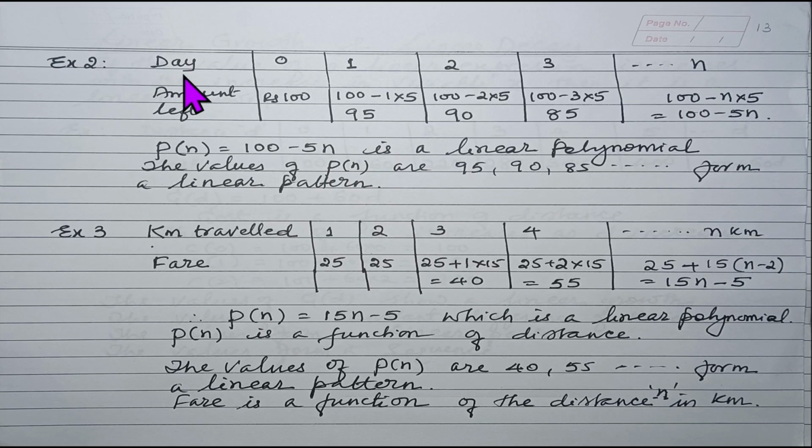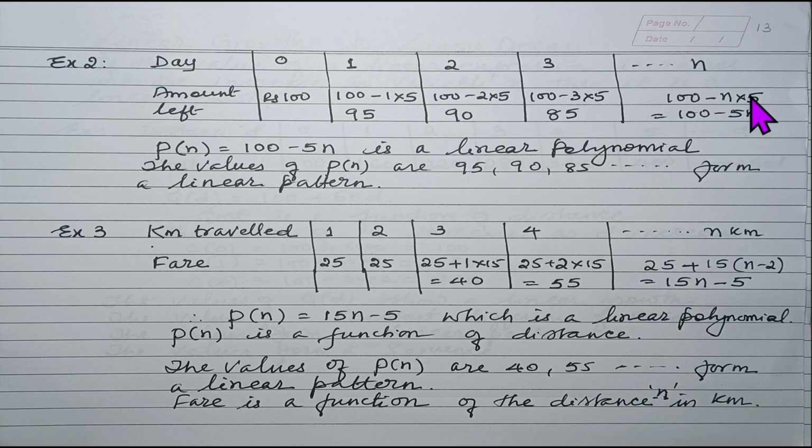Now coming to the second example, we have days 0, 1, 2, 3 and so on to n. The amount left is rupees 100 on day 0. 5 rupees is spent on the first day, therefore the amount left is 95. Second day, 5 rupees less again, 90 rupees, again 5 rupees less, 85 rupees, and if it is the nth day, then it will be 100 minus n into 5, that is 100 minus 5n.